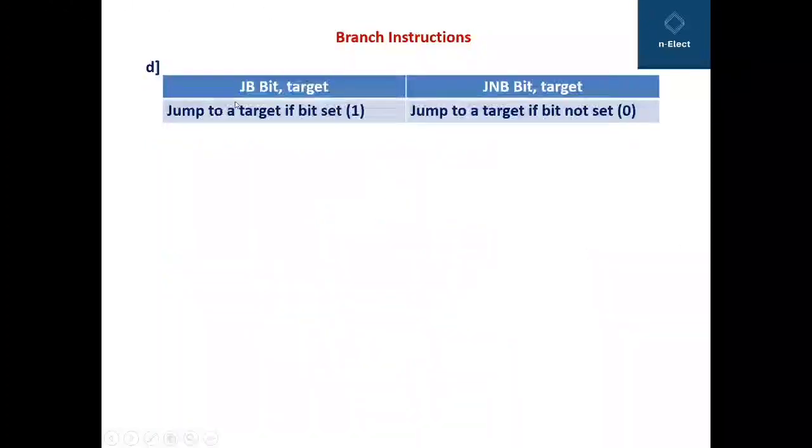Then comes JB bit target. The meaning is jump to a target address if the bit is set, or JNB bit target. So jump to a target address if bit is not set, or bit is reset, or bit is 0, you can say.